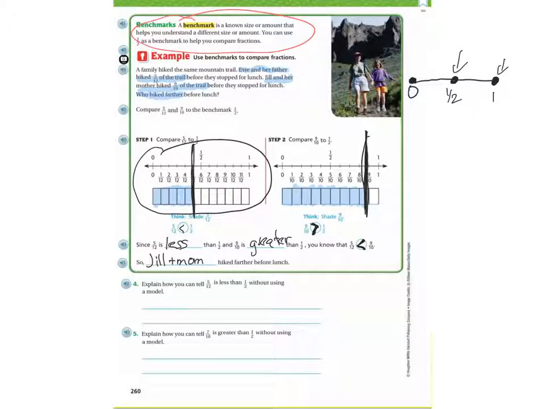So let's go ahead and look. This is where we're going to kind of piece it together. We're going to get away from the models, and I want you to explain how 5/12 is less than 1/2 without using a model. All right, so something I would do when you're looking at halves, right?